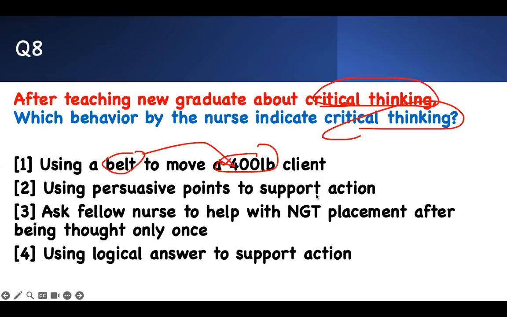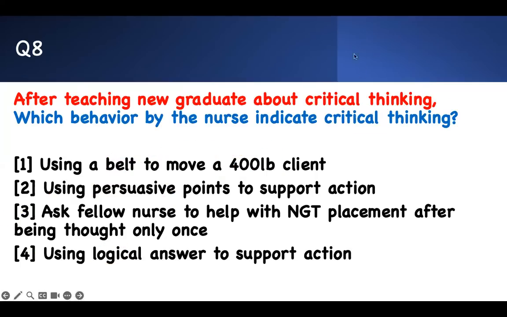Using persuasive points to support action, no persuasive evidence. Ask a fellow nurse to help with NG tube placement after being taught only once. Yes, if I've been taught only once, I know my limit, I'm critically thinking, I don't want any problem, I'll call for help. Using a logical answer to support action, no, wrong. So 3 means you're critically thinking.